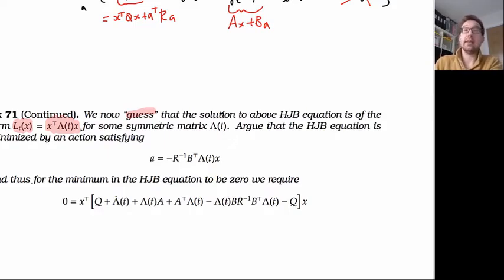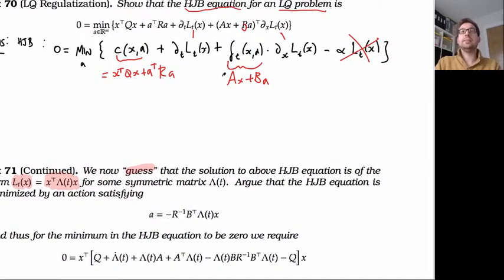So we could take a guess with this, plug it into our HJB equation, and look at what conditions that gives us on this symmetric matrix lambda. If indeed we can satisfy those conditions for optimality of the HJB equation, then we have found an optimal solution to the LQ problem, to this linear quadratic regularization problem. So our job is to basically plug this into our HJB equation.